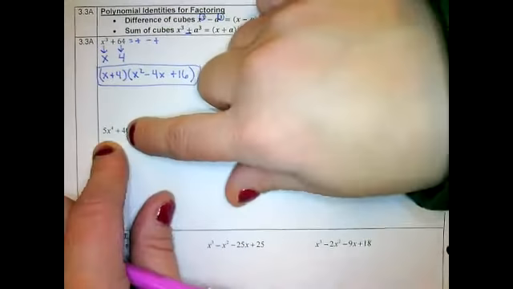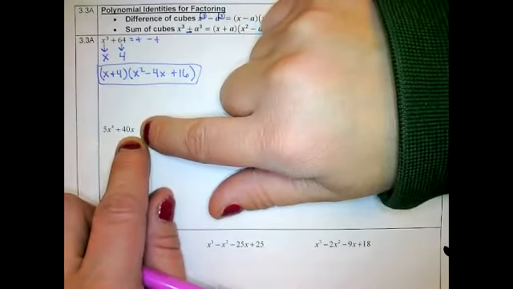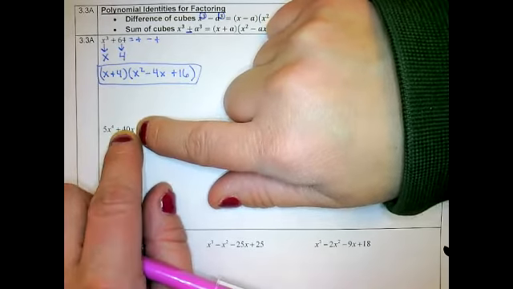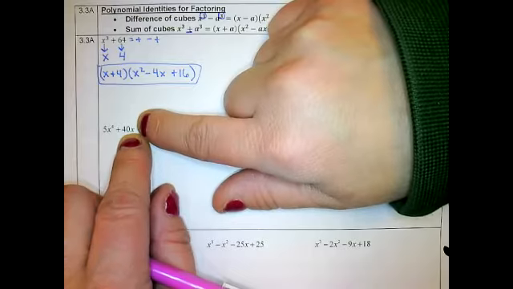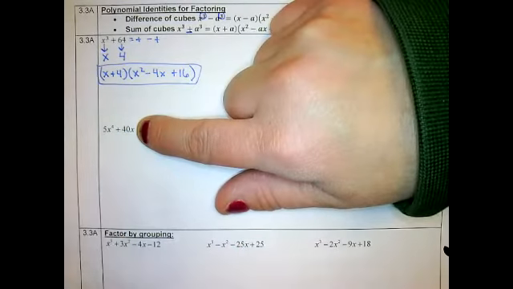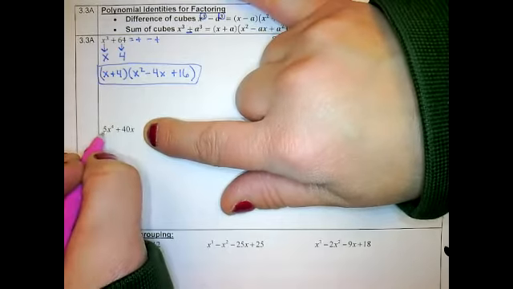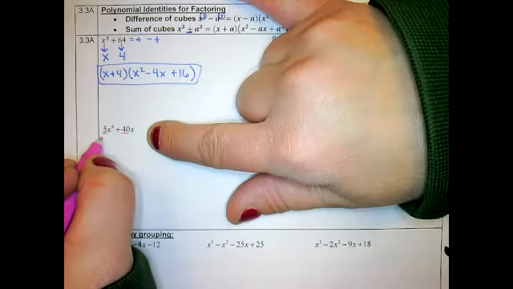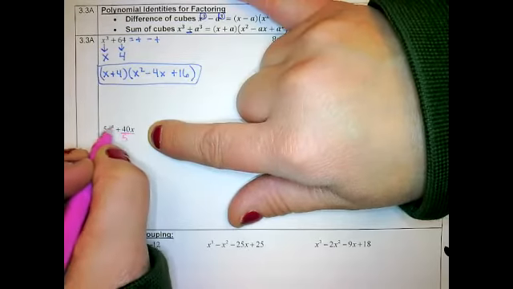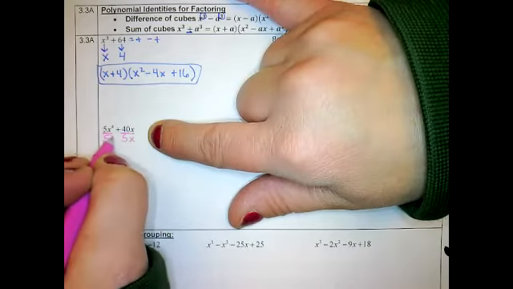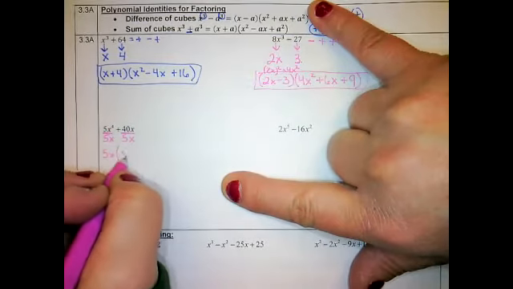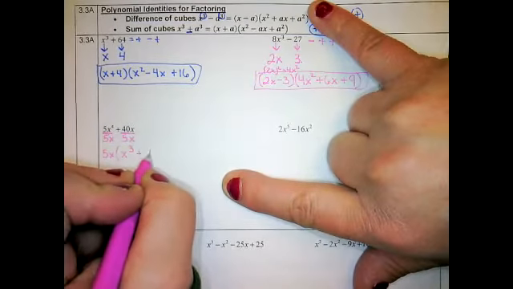The next one, I have 5x to the 4th plus 40x. Well, looking at this, it's not perfect squares and it's not perfect cubes, but I need to find a greatest common factor first, and then I'll be able to do something with it. So the first thing I see is a 5 and a 40. I can divide both of those by 5. And I have an x to the 4th and an x, so I can divide both of those by x. So I'm going to get 5x, and then I'm going to be left with x to the 3rd plus 27.